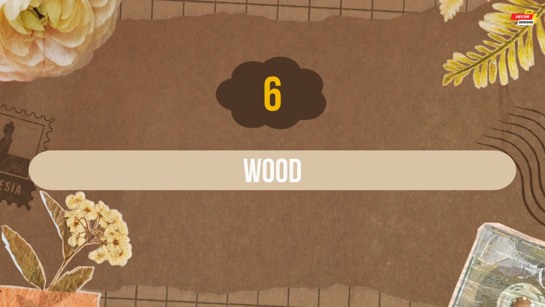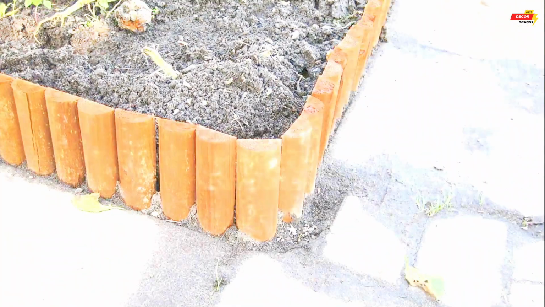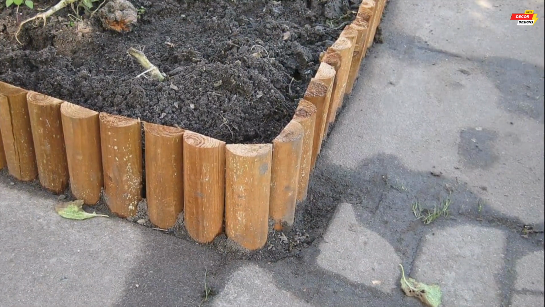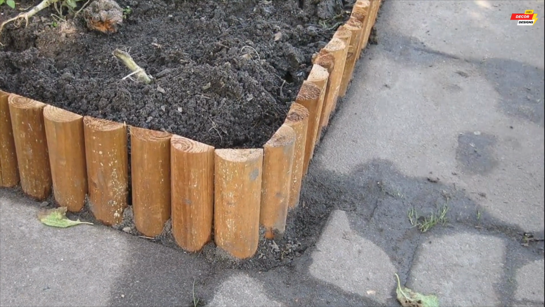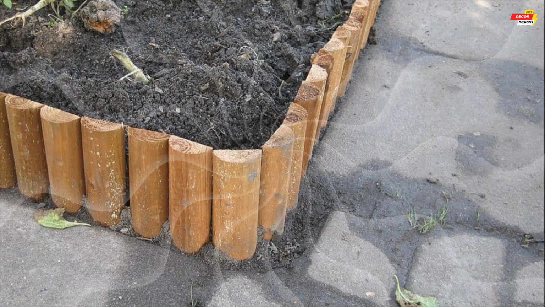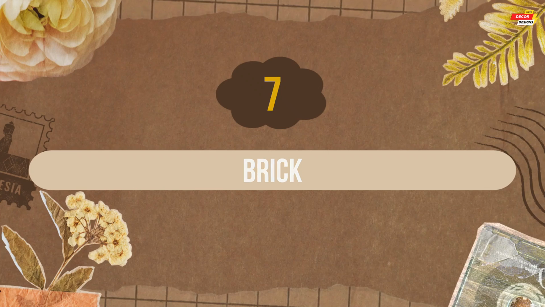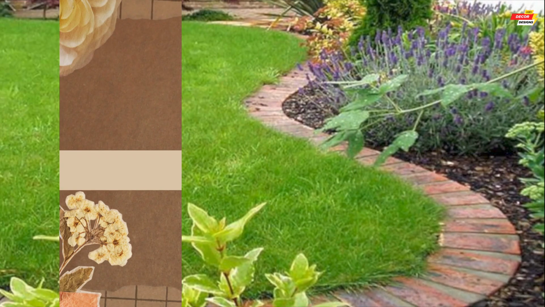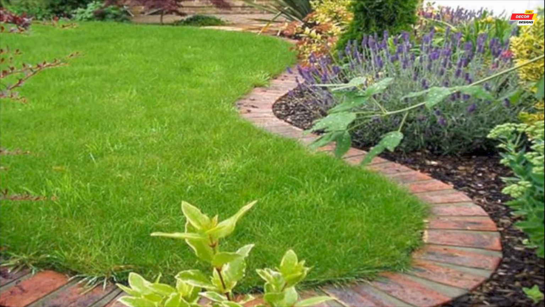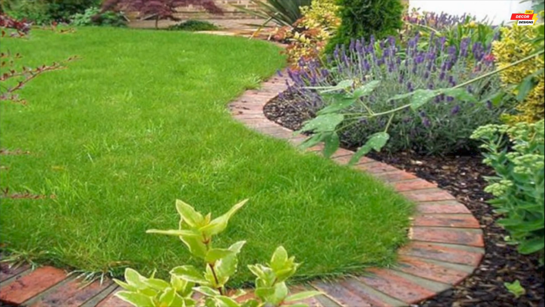Sixth, wood. While requiring more maintenance, certain types of wood like cedar or redwood can offer a natural and warm modern aesthetic when used in clean, straight lines. Seventh, brick. Laid in simple patterns, brick can offer a classic yet contemporary feel, providing a durable and visually appealing edge.